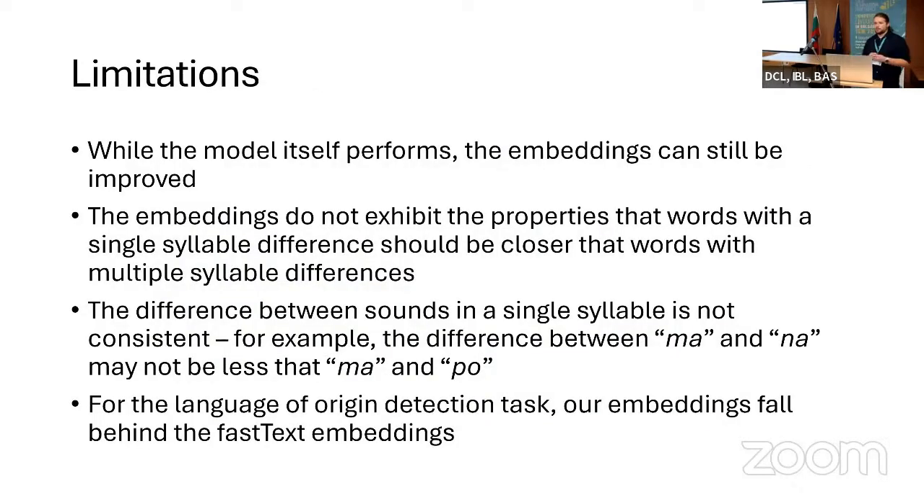Basically, we don't take some things into account. The main one is the difference between similarly sounding syllables. For example, ma and na should be way more similar than ma and po. However, the embeddings prove that they do not exhibit this property. So this is something we could probably work on.